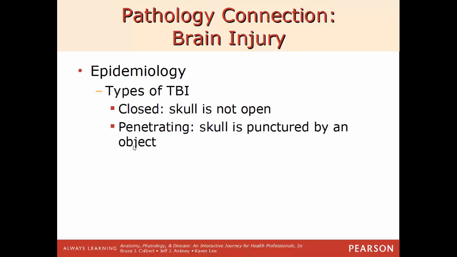Now there are various types of traumatic brain injuries. The first type, closed. This is where the skull is intact and the skull is not opened. And they have a penetrating TBI, where the skull is punctured by some object.